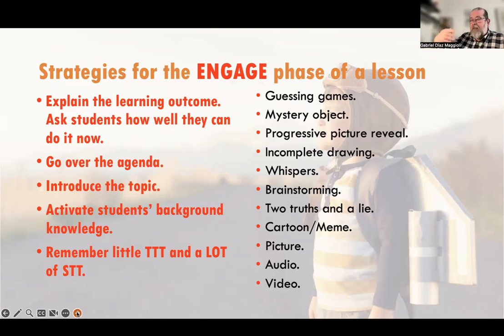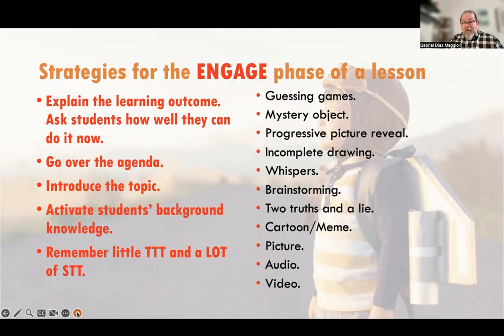The brainstorming, tell me everything you know about this topic, and you write it on the board. You can do two truths and a lie. If you see that the students are not producing anything at this stage, you say, okay, I'm going to say three sentences about the topic today. Two of them are true, and one is a lie. Can you spot the lie? You can use cartoons, you can use memes, right? Pictures, just audio, or video.